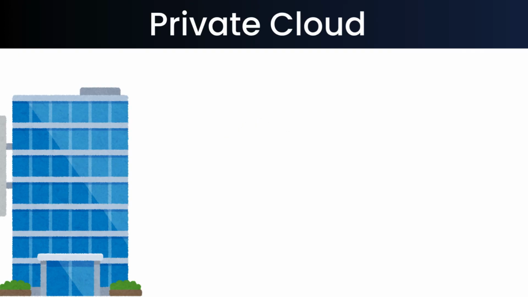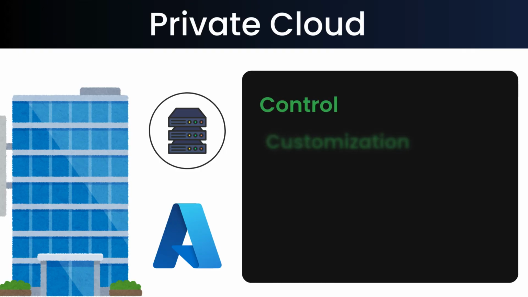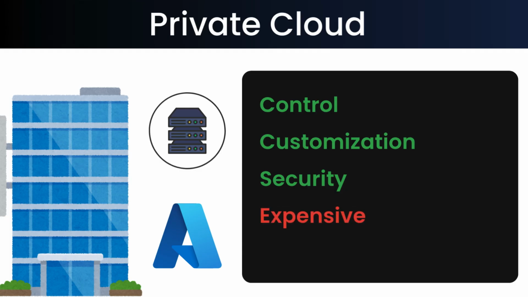In a private cloud, the infrastructure is dedicated to a single organization. It can be hosted on premises or managed by a cloud provider, but it's not shared with others. This gives more control, customization, and security, which is why industries like banking or healthcare often prefer it. However, it's more expensive and requires more maintenance compared to public cloud.